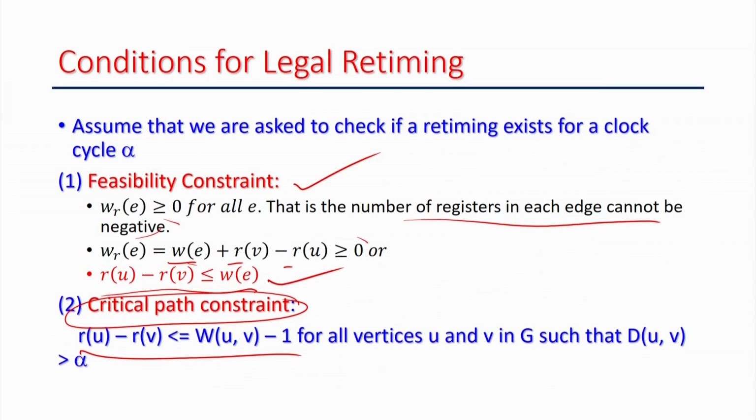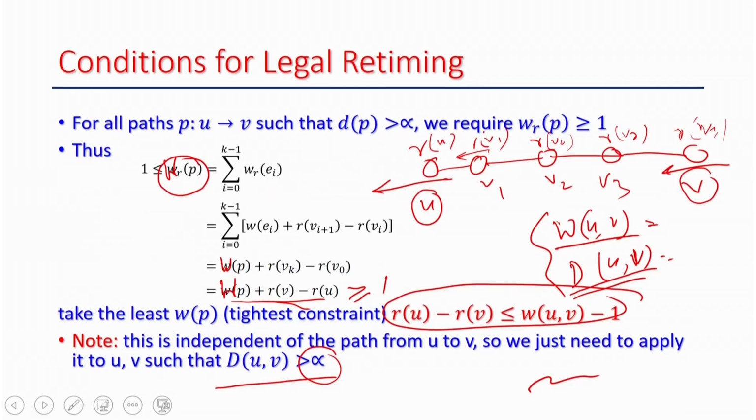So, I have two sets of constraints. The first set is feasibility, which means that after retiming your edge weight should not be negative, so you should have at least 0 registers between any two gates. The critical path constraint ensures that for all paths where the delay exceeds the target clock period, say alpha, where D(p) of that particular path is greater than alpha, all such paths have at least one register, so that you meet the critical path. If we solve these two sets of constraints, we get a set of inequalities, which are represented in the form we discussed earlier.